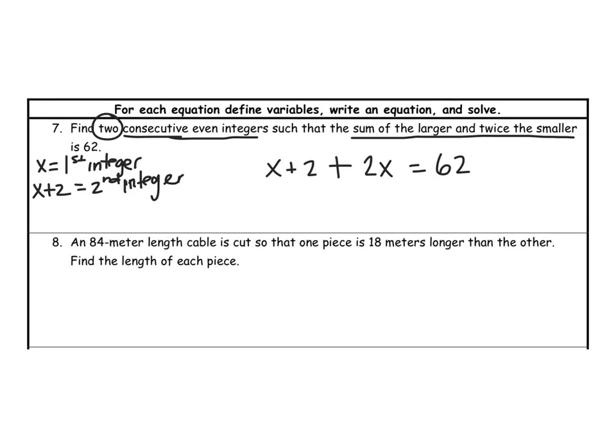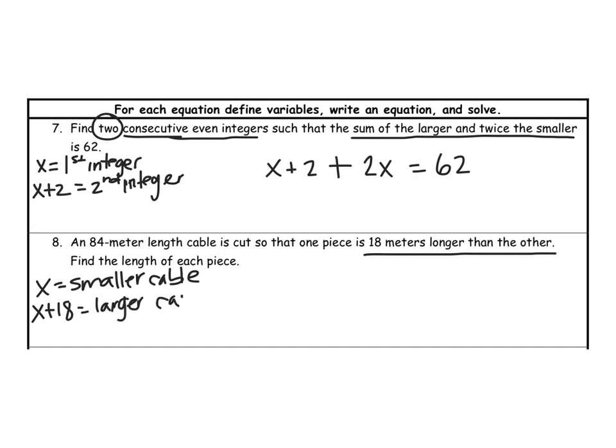Next one says an 84-meter length cable is cut so that one piece is 18 meters longer than the other. Find the length of each piece. So basically in this problem you have two pieces of cable and one of them is going to be 18 meters longer than the other. So I would just call x the smaller piece of cable, and the larger one is 18 meters longer. So the other one is going to be x plus 18.